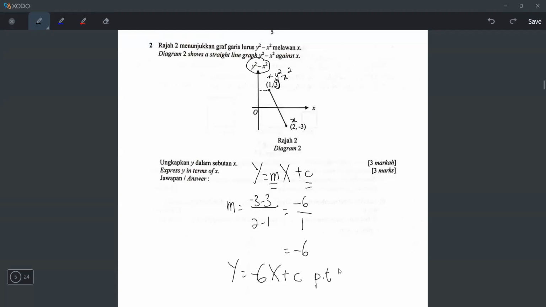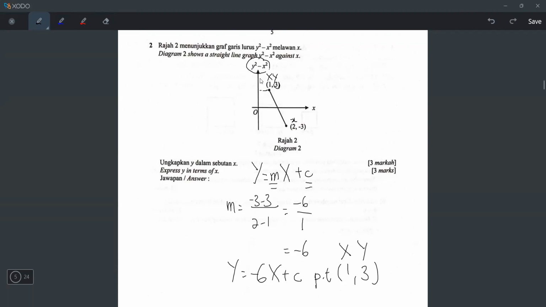It's okay, we can pass it through any of these points. Let's pass it through 1, 3. And I explain again, this 1 is big X, this 3 is big Y. So you don't have to worry about the y square minus x square, because the y-axis is already y square minus x square, right? So it's okay. You don't have to be confused. Just substitute into big X, big Y, then you won't go wrong.